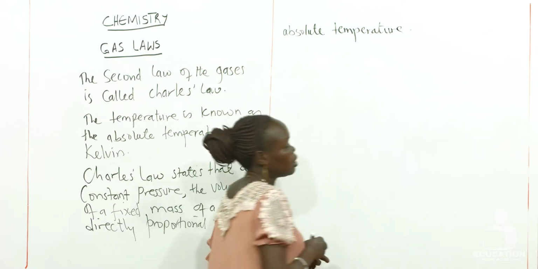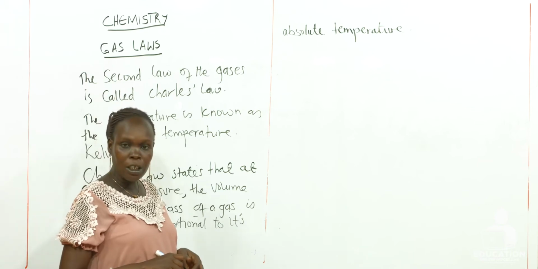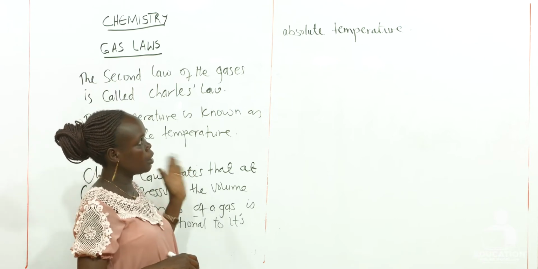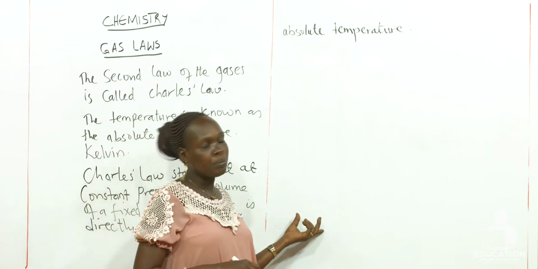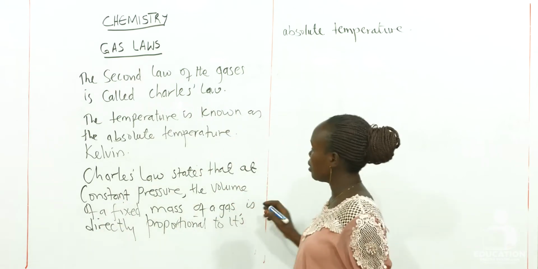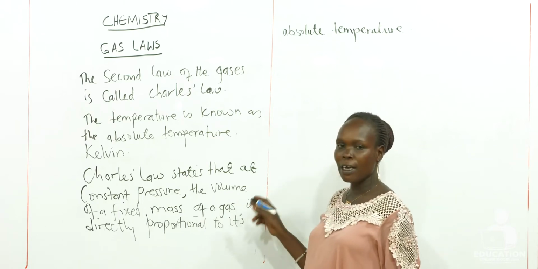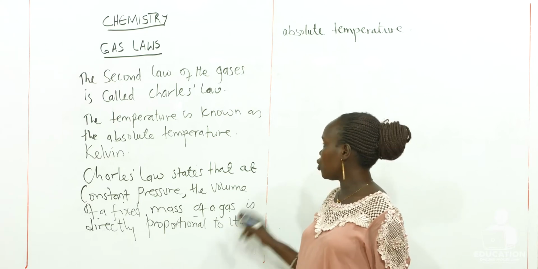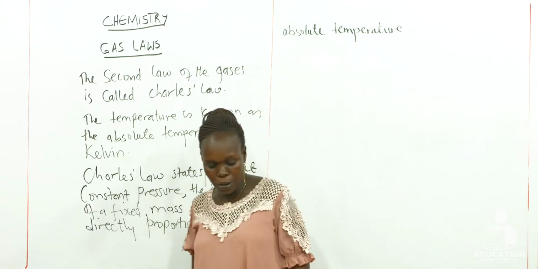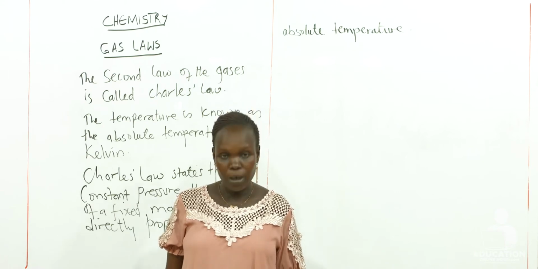I've said before that this absolute temperature is represented on the Kelvin scale. So we said that Charles law says that at constant pressure the volume of a fixed mass of a gas is directly proportional to its absolute temperature. So learners, we need to know that volume is directly proportional to absolute temperature at constant pressure.